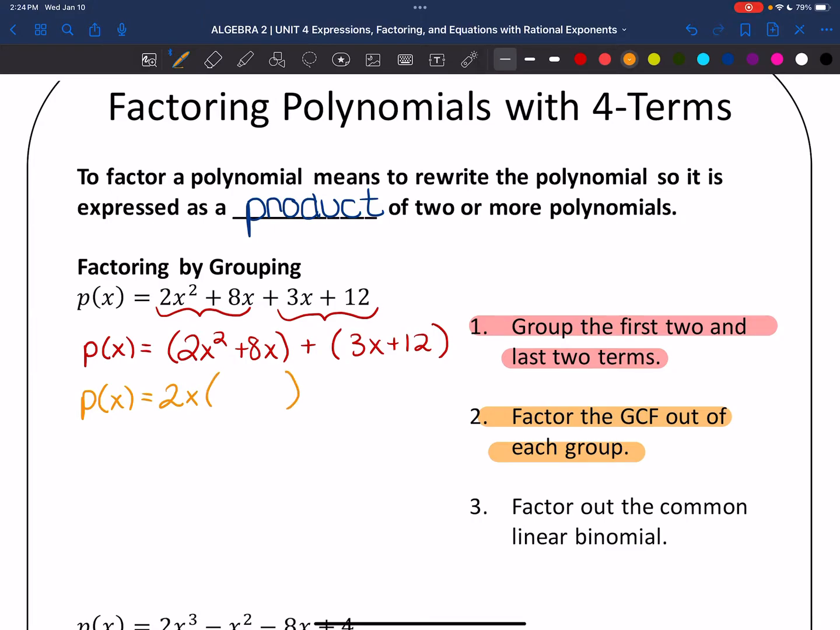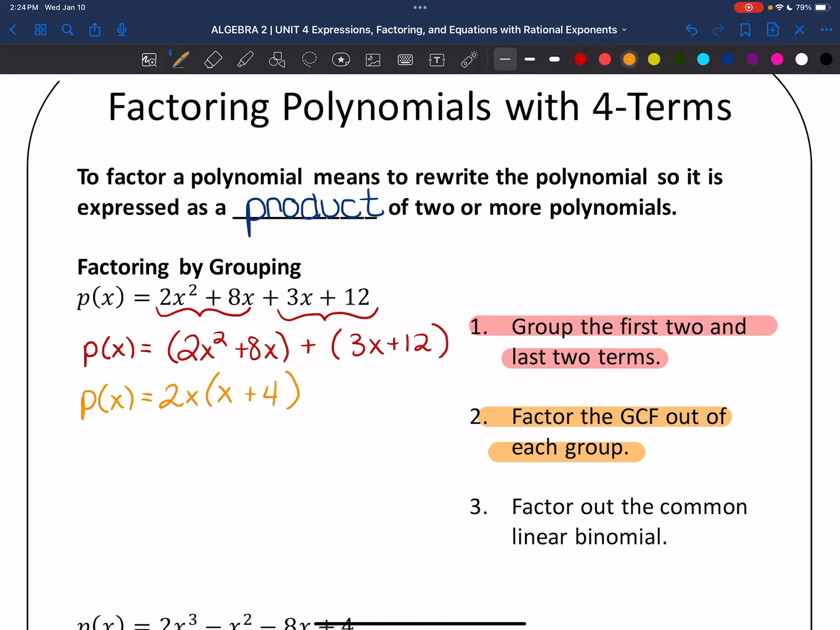And what would be left? Well, it's essentially undoing multiplication. So you're asking yourself, 2x times what would give me 2x squared? That would just be x. And 2x times what would give me this 8x? That would be a positive 4.